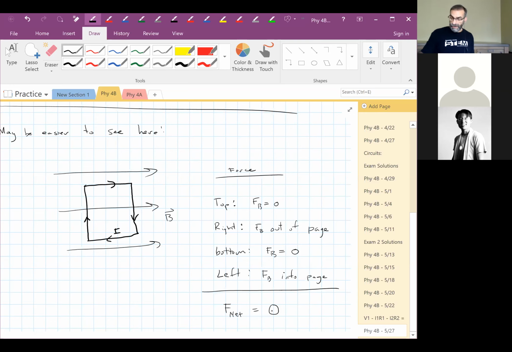Picture that current loop. One side, there's a force out of the page. The other side, there's a force into the page, away from the camera. One side has a force toward the camera, one side has a force away from the camera. What's this going to do?